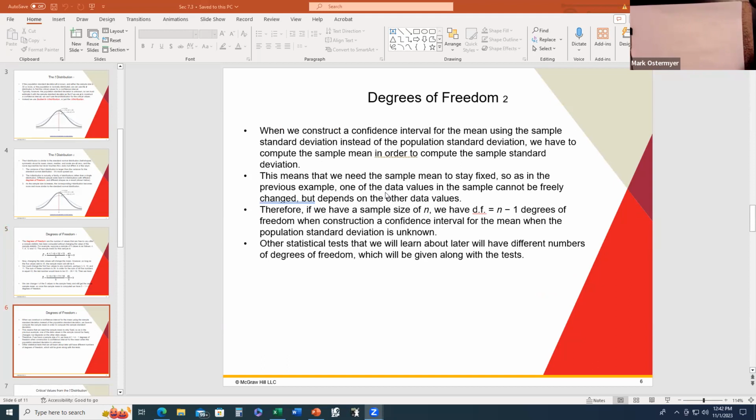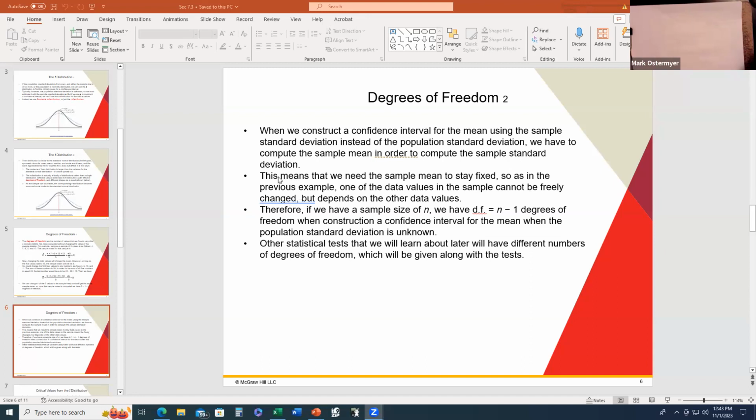Now, when we construct a confidence interval for the unknown population mean, using the sample standard deviation instead of the population standard deviation, we have to compute the sample mean in order to compute the sample standard deviation. So obviously we're going to know X bar, okay?